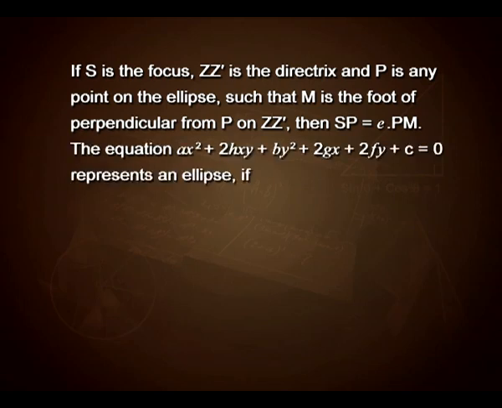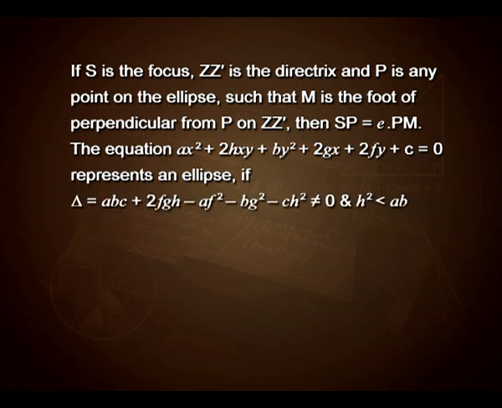The equation ax square plus 2hxy plus by square plus 2gx plus 2fy plus c is equal to 0 represents an ellipse if the determinant delta is equal to abc plus 2fgh minus af square minus bg square minus ch square is not equal to 0 and h square is less than ab.